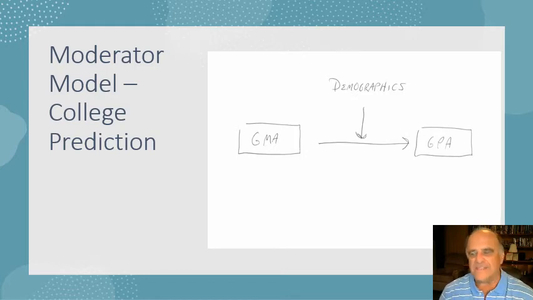But this would probably be what this moderation model would more likely look like. We might even have a little X there where the demographics are. So we're saying general mental ability leads to or causes or predicts GPA, but that relationship is moderated by some demographic variable.